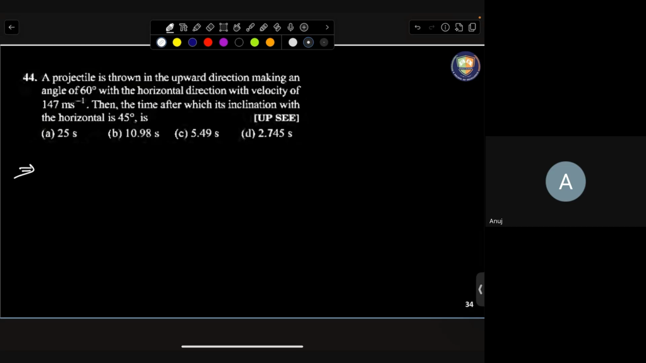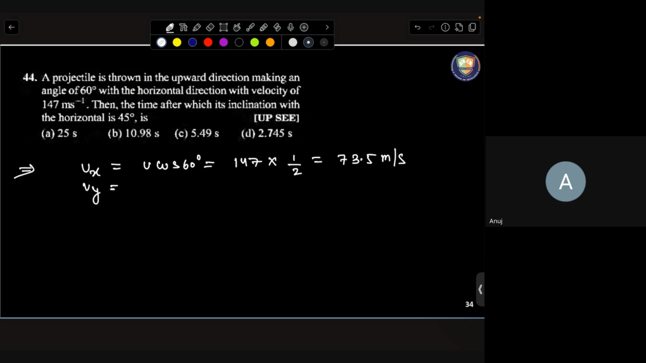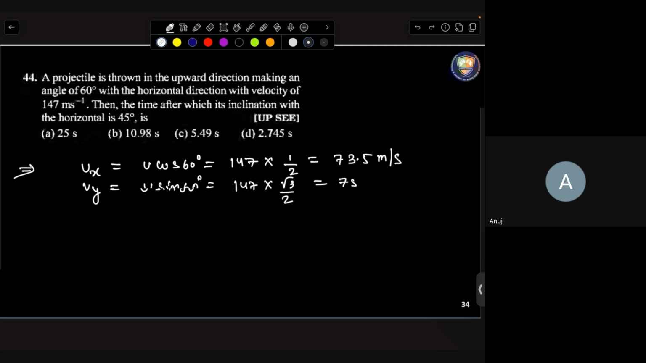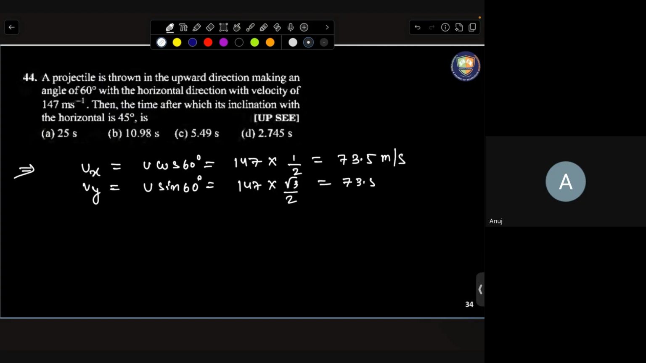So the angle is 60 degrees. So the horizontal velocity is u cos 60, where u is given as 147. This is 1 by 2, so it is 73.5 meter per second. Uy is what? u sin 60, which is 147 into root 3 by 2, so 73.5 root 3 meter per second.